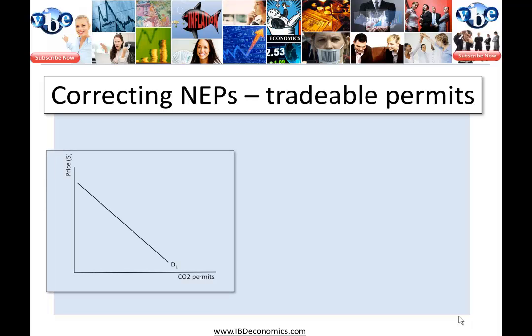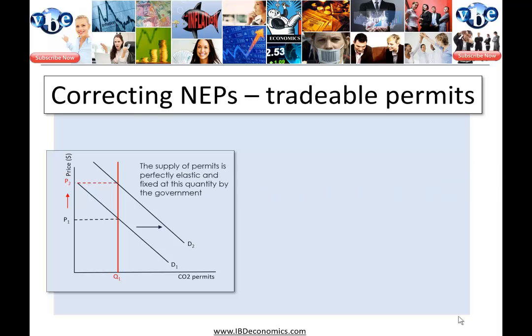So let's model this here. We have price in dollars on one axis and carbon dioxide permits on the other, carbon dioxide being a pollutant. Okay, the supply of permits is perfectly inelastic and fixed at this quantity by the government. That just means that the government is going to issue so many carbon dioxide permits in total.